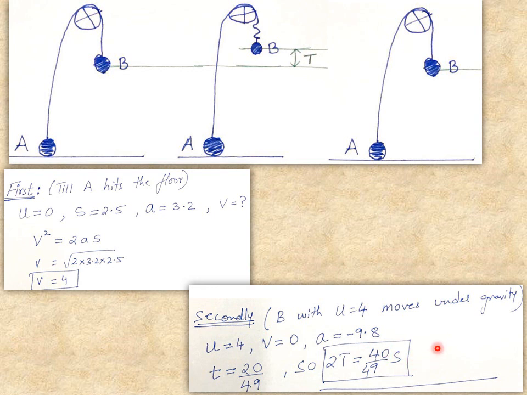Next, we doubled it, we multiplied by 2 because it is going up and coming back.